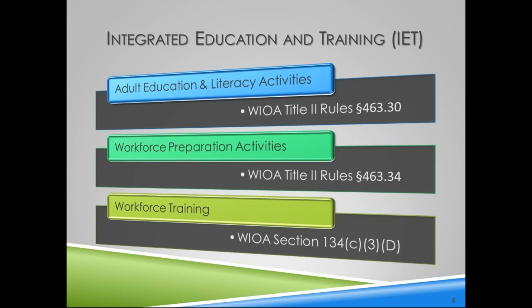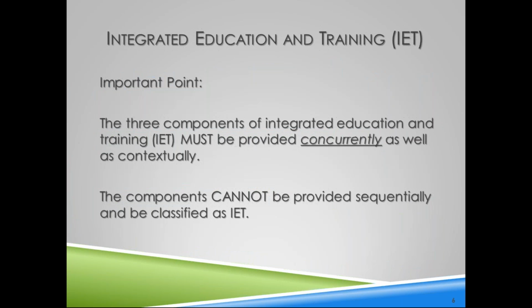There are three main components for IET. The first is adult ed and literacy activities. The second is the workforce preparation activities, and the third is workforce training. And I have citations there for where the definitions of these are found within the law, in case you need to look those up at any point. It's also important to note that the three components must be provided concurrently as well as contextually. The components cannot be provided in sequence and still be classified as an IET.